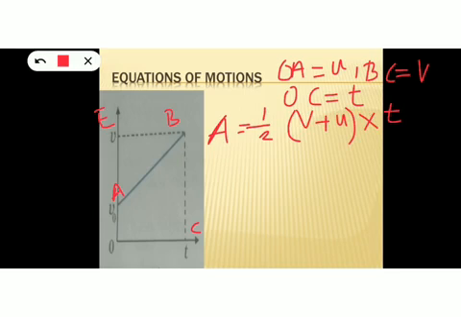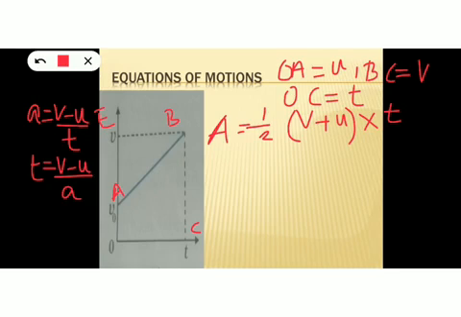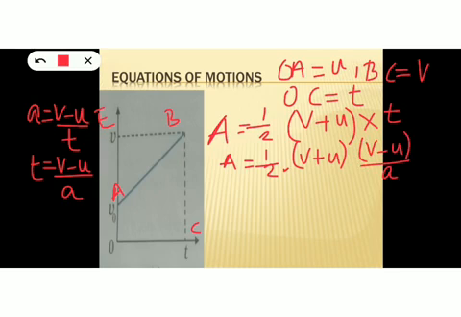And what is the substitution for T? We know acceleration A is equal to V minus U by T, right? From this, what will be T? Therefore, T is equal to V minus U by A. So just substitute this expression in this equation. So you will get area A equal to half into V plus U into, what is T now? It is V minus U by A. So in the denominator we have 2 and A. So write it together, equal to 1 by 2A into V plus U into V minus U.